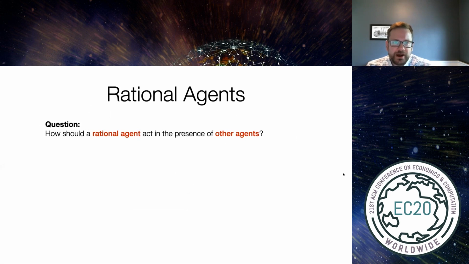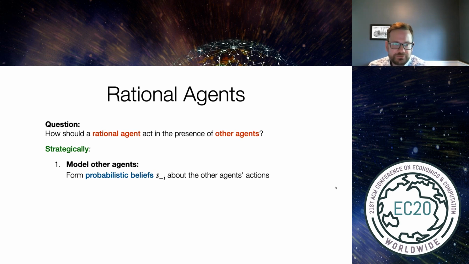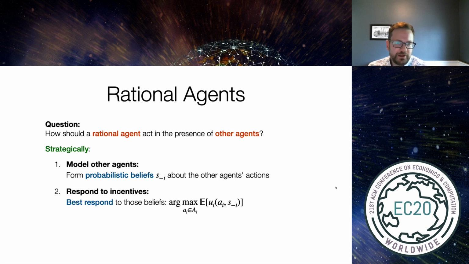So I want to open by focusing on what is perhaps the foundational question in game theory, which is, how should a rational agent act when there's other agents around? And I argue that the answer is they should act strategically. What do I mean by that? I mean they should do a couple of things. First, they should be modeling the other agents. They should have some kind of probabilistic beliefs about the actions of the other agents. And then once they have those beliefs, because we're constraining them to be rational, they pretty much just have to best respond to them. They have to take the expected utility of every action with respect to those beliefs, and they have to pick the thing that maximizes their utility.